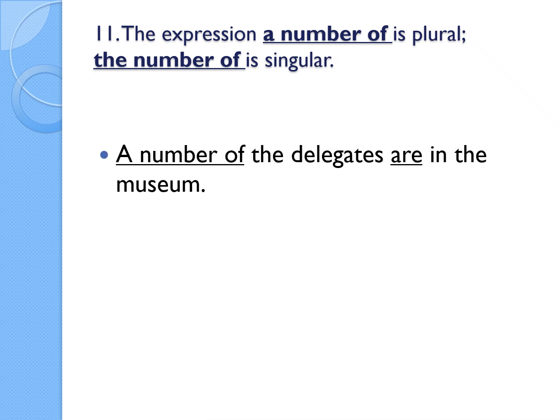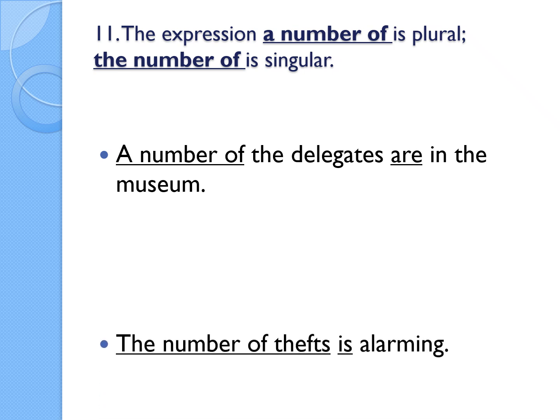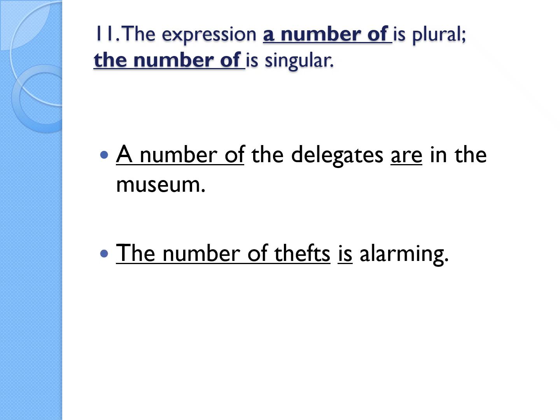Example, "A number of the delegates are in the museum." So "a number of" is used. That's why the linking verb is "are." But in this example, "The number of thefts is alarming." "The number of" is used, that's why the linking verb is "is." Although if you look at the of phrase, what follows, the delegates, it looks plural, thefts plural, but we have to consider the phrase or the expression "a number of" and "the number of."